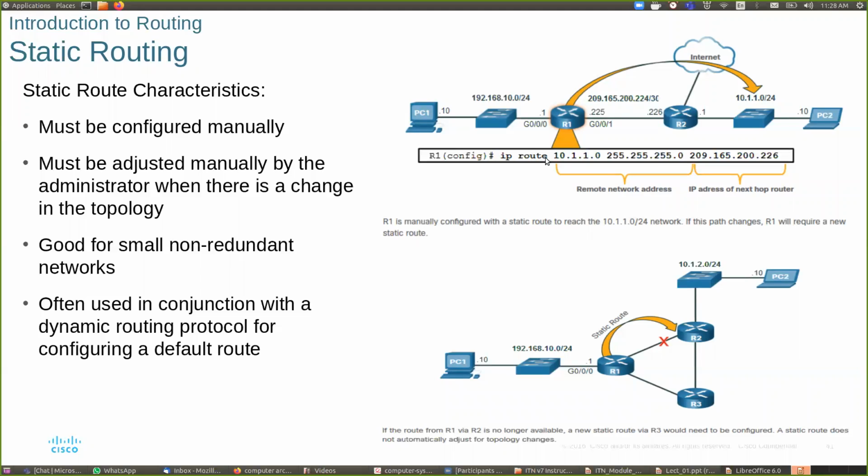This is the command for static routing. In fact, I may take this diagram as an example when I'm giving you the lab, okay? This is a small one I can give you. So ip route 10.1.1.0, you give the subnet mask and you give the next hop IP address, okay?